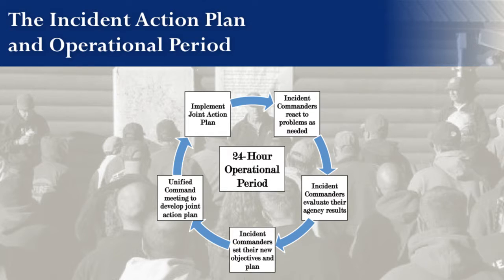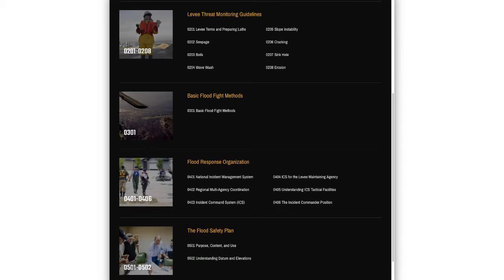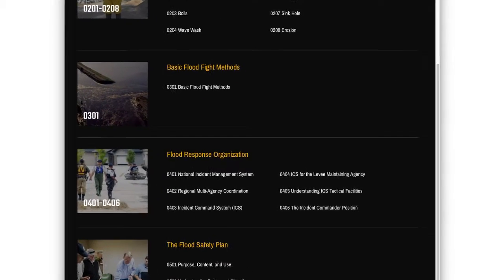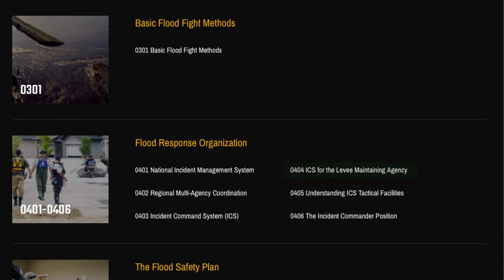Further information on implementing ICS in the Mid and Upper Sacramento River regions can be found in video 0404 for the ICS of the Levee Maintaining Agency. Video 0405 covers ICS tactical facilities, and video 0406 covers the incident commander position of this course.